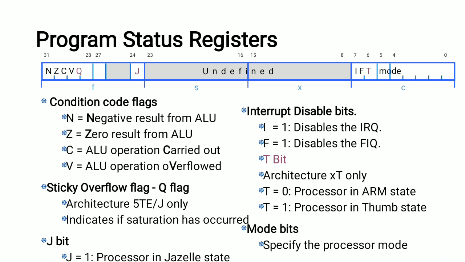Then the 5th bit is the T bit, for the Thumb architecture only. When T is 0, the processor is in ARM state. When T is 1, the processor is in Thumb state. And bits 0 to 4 specify the processor mode. These are the program status register.